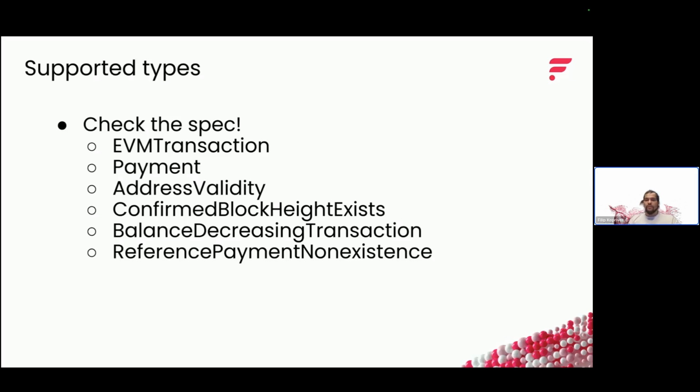And then you have confirmed block height exists. Confirmed block height exists allows you to check how the other networks are progressing. Let's say again, I want to pay you something on Bitcoin, but I want to first make sure that the Bitcoin is in fact progressing. There's not, I don't know, the network is not stale.